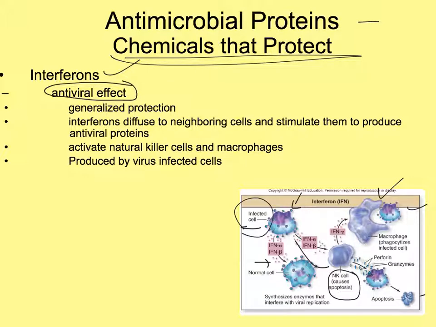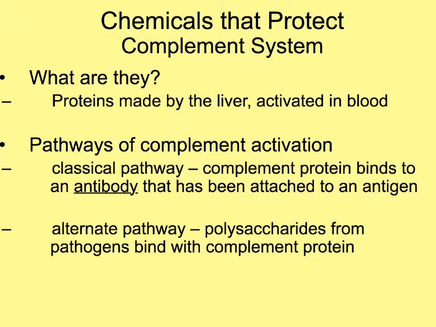And they can also tell the other cells what's going on so that they make more antiviral proteins so that they can't get infected. Okay, so interferons are produced by virus-infected cells, and then they're going to communicate the fact that, yes, we're infected by a virus, and this is what we need to do.